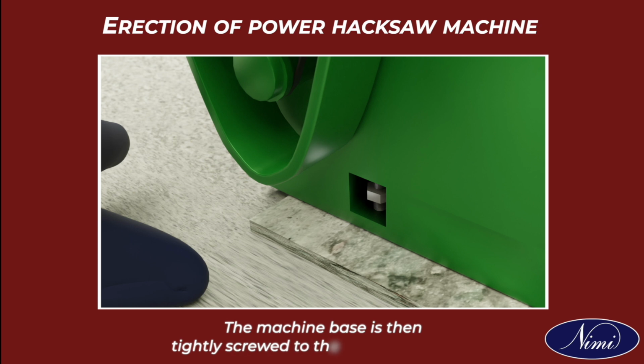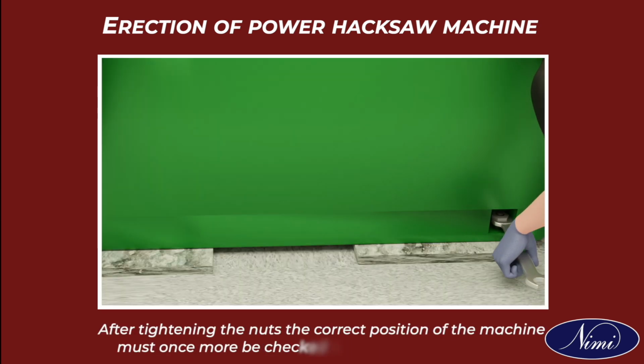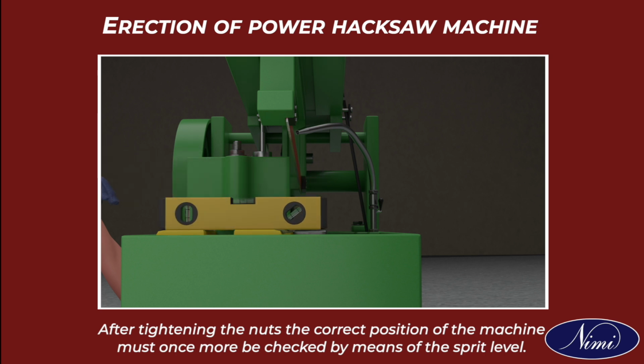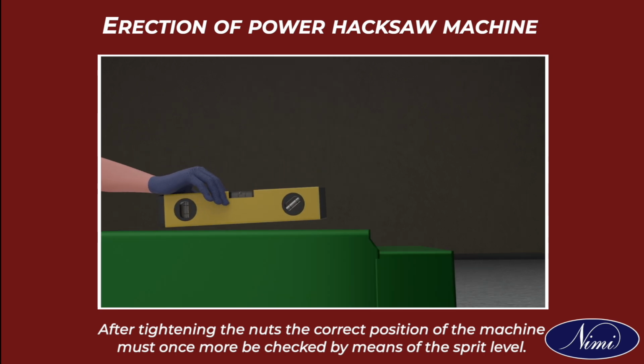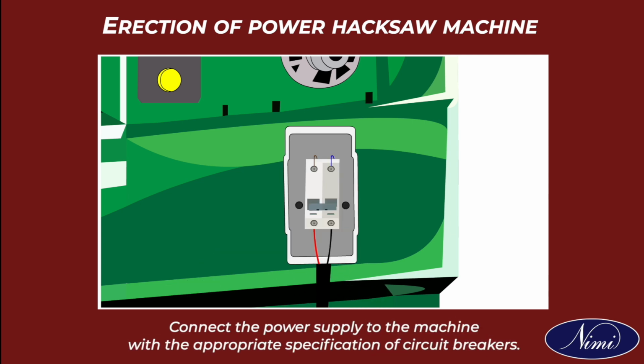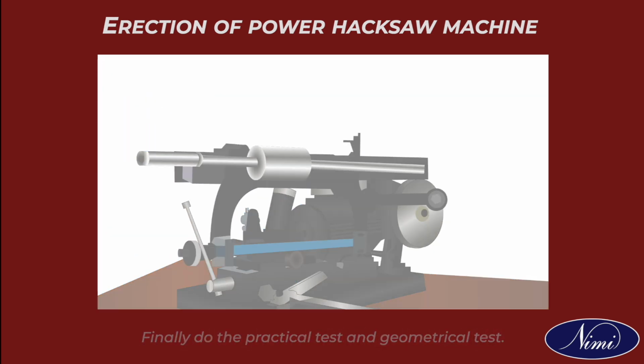The machine base is then tightly screwed to the foundation bolts. After tightening the nuts, the correct position of the machine must once more be checked by means of the spirit level. Connect the power supply to the machine with the appropriate specification of circuit breakers. Finally, do the practical test and geometrical test.